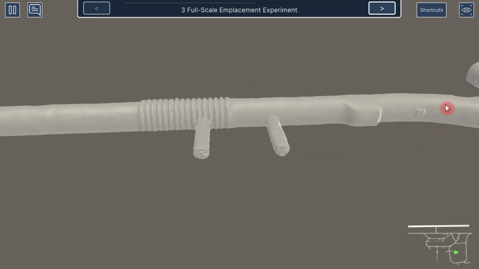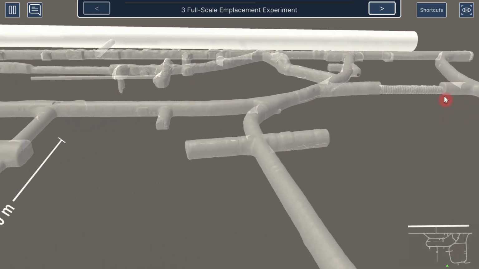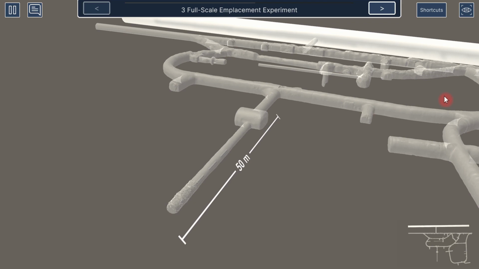We now move on to the full-scale emplacement experiment. Here, 3 heaters have been placed in a 50 meters long tunnel to investigate thermohydromechanical effects. The heating elements simulate containers of radioactive waste that emit heat. Go to the next viewpoint to see details of the heating process.